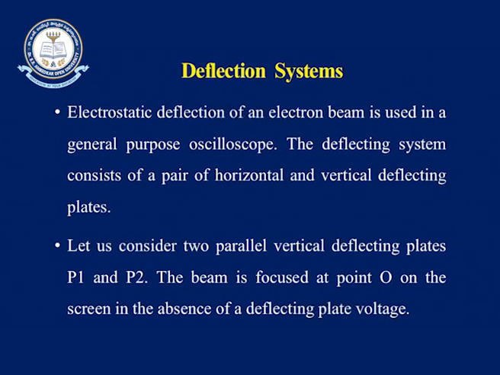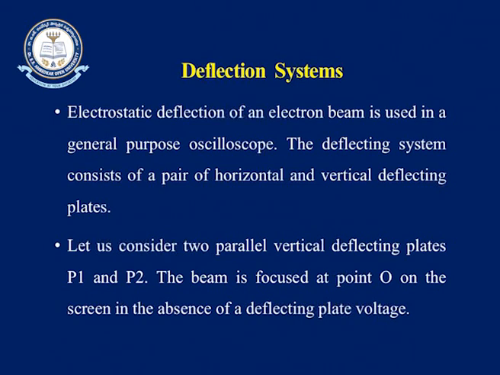The deflection system is of two types. One is electrostatic deflection of the electron beam, used in the general purpose oscilloscope. The deflection system consists of a pair of horizontal and vertical deflection plates. Consider two parallel vertical deflecting plates, that is P1 and P2.